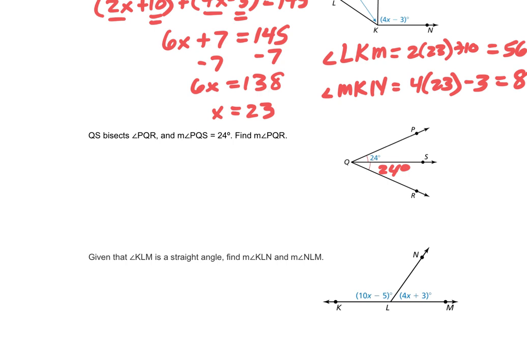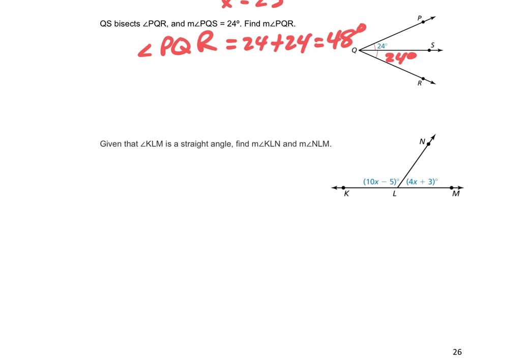Hey, except here, be careful for what we're looking for. We're looking for P, Q, R. We're looking for the big one. Well, how are we going to get there? Add them together, you bet. 24 plus 24. A little bit easier on that one. Not as much work. That's always good, right?